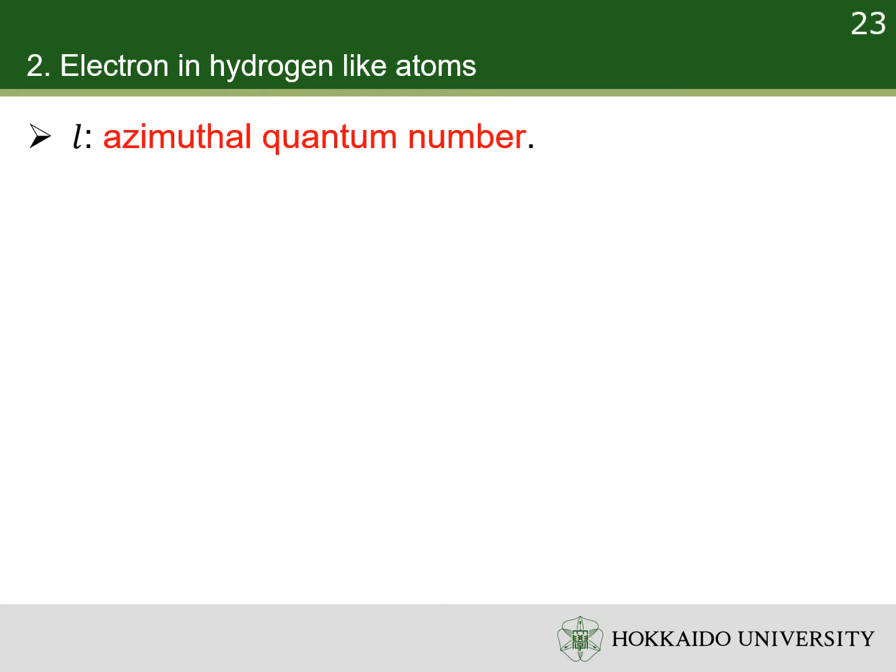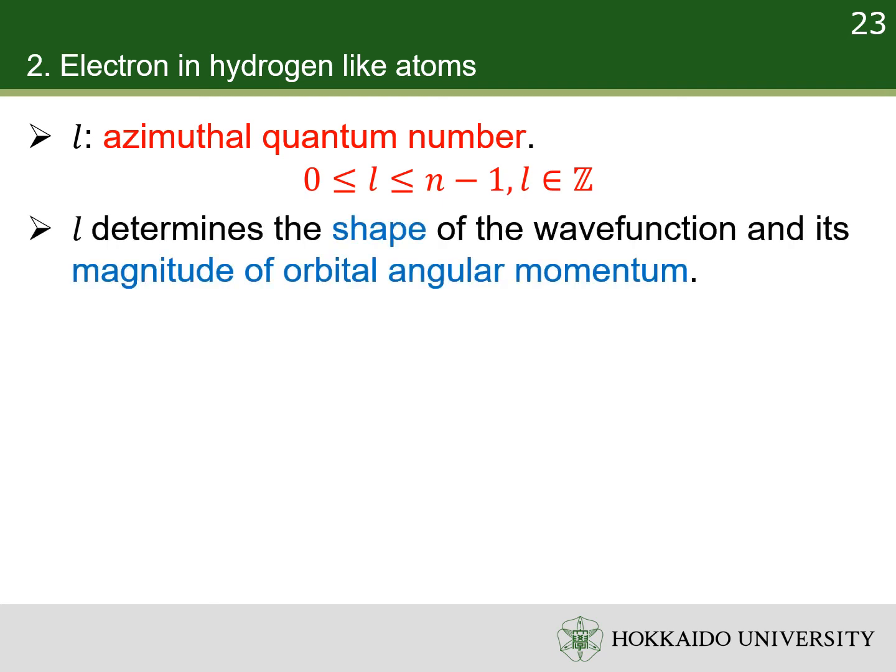l is the azimuthal quantum number. It is an integer from 0 to n-1. The azimuthal quantum number determines the shape of the wave function and the magnitude of the orbital angular momentum of the state. The relation between the azimuthal quantum number and the angular momentum is shown below.